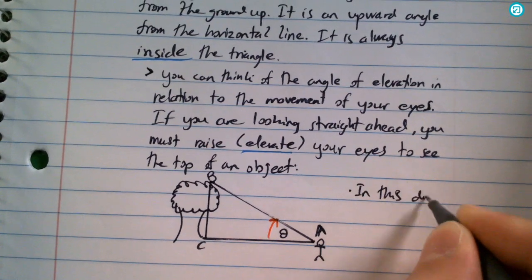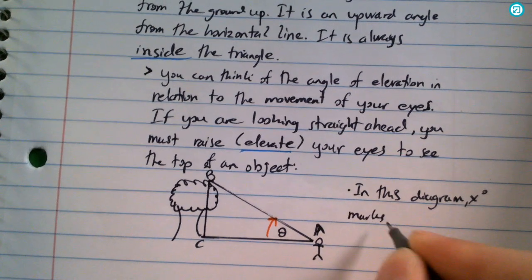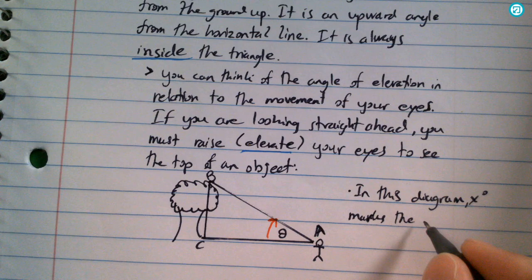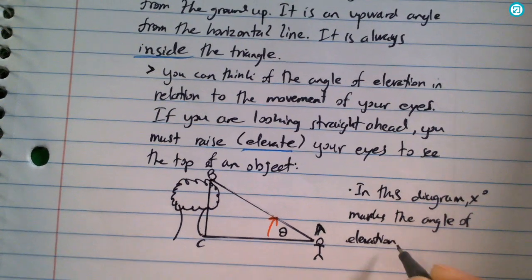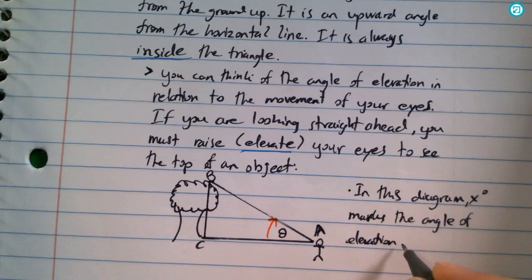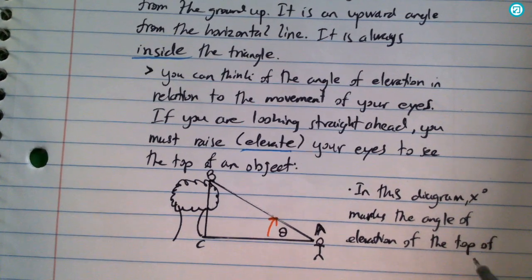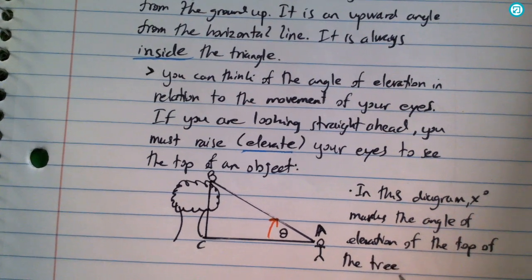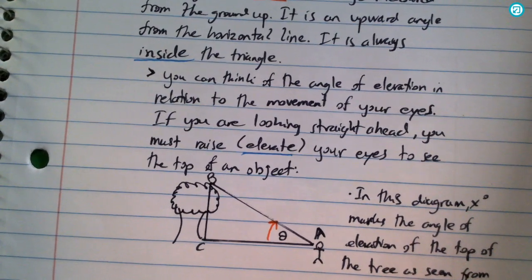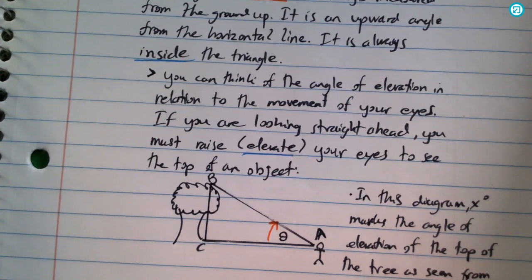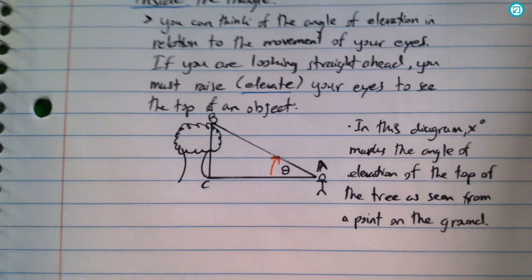In this diagram, okay, x degrees marks the angle of elevation of the top of the tree as seen from a point on the ground. Okay. Sorry, I'm going to the camera.